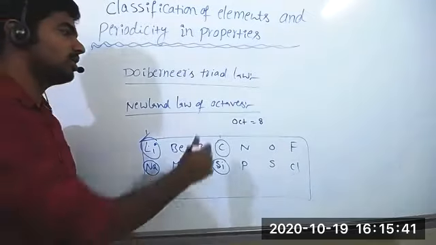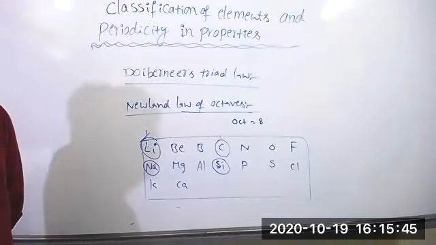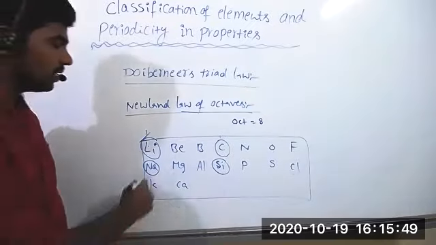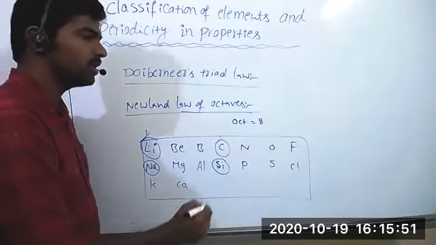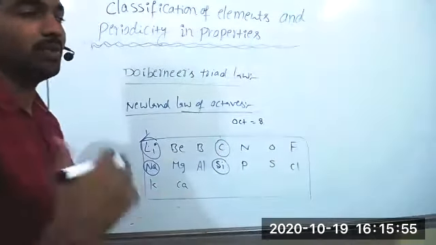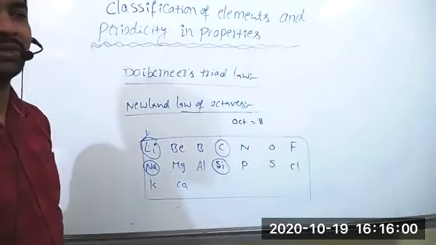This is called the octaves law, Newland's law of octaves. Even this law also failed. The reason is that it is applicable only to lighter elements, meaning elements having lower mass. If elements have higher masses, those elements do not follow this trend.